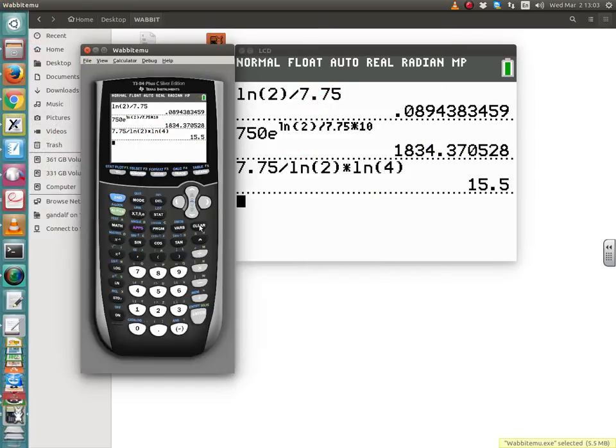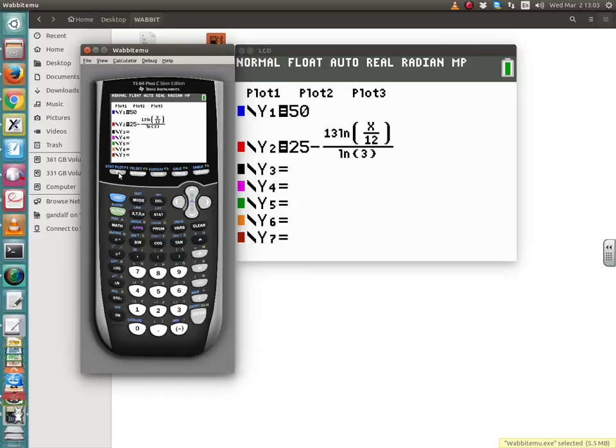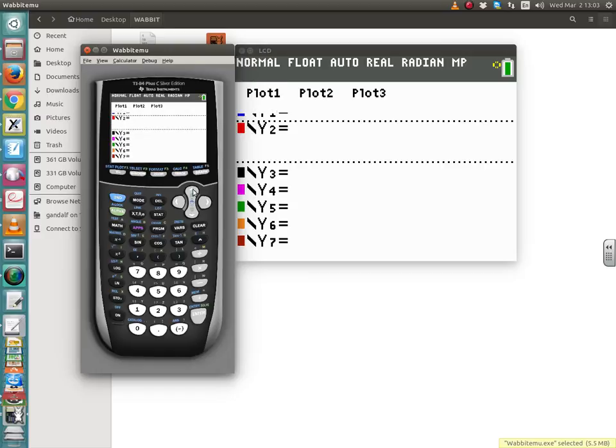Okay, so let me clear all this stuff. Go to y equals, let me clear all this stuff. All right, so I want to know when I get 10,000.